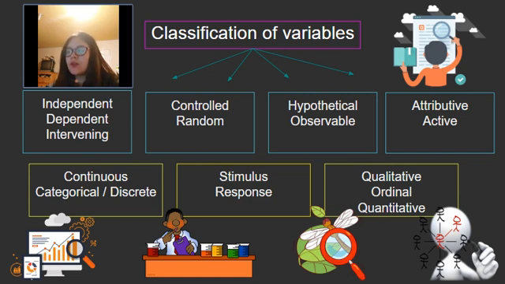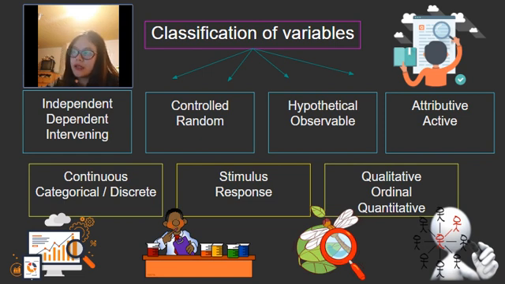Stimulus variables refer to any condition or manipulation that is introduced by the researcher into the environment. And we have response variables, which are the body's response induced by the stimulus variables that the researcher introduced. After that we have qualitative variables. These are those that express characteristics that may occur in individuals, groups, or companies.